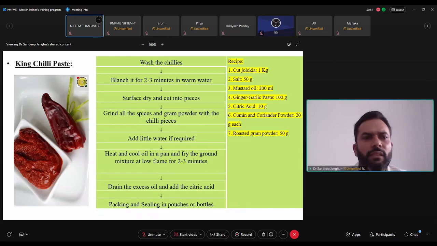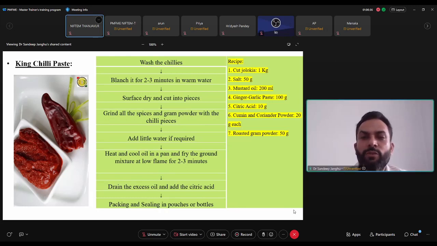The next is King's chili paste. Here, as you can see on the right hand side, the recipe is mentioned, where we use King's chili, salt, mustard oil, and ginger garlic paste. We are adding citric acid 10 grams, cumin, coriander powder, and roasted black gram powder, up to 50 grams, into this King's chili paste. After washing and blanching for 2 to 3 minutes in warm water, we surface dry the chilies, and after cutting, we go for grinding or paste preparation.